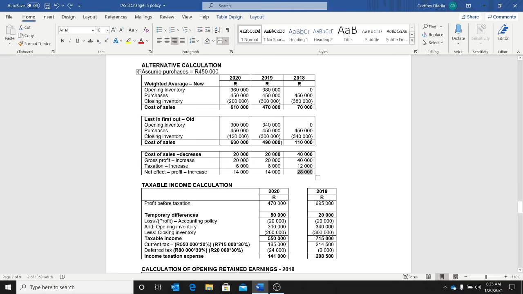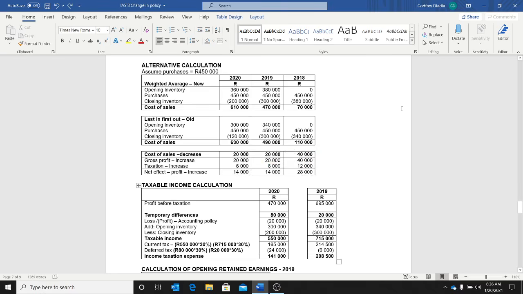Okay, if I do the same, 490, I want to move to 470, I must decrease my cost of sales by 20. If I decrease cost of sales, the profit goes up, the tax follows that same direction, and the net. Right. If I do it in 2020, 630, I want to move to 610, I must decrease again by 20. Then the gross profit increases by 20, the tax by 6, the net effect is 40.